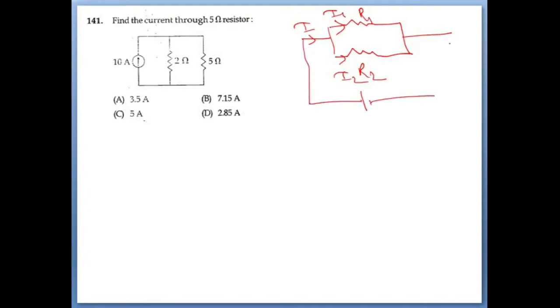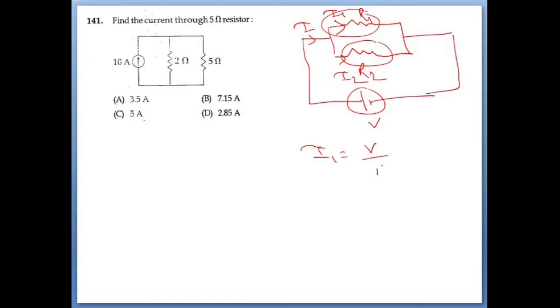If supply voltage is V. I had told you that in parallel combination this voltage will be same across this also, across this also. Here it is V, then across this also it is V, across this also it is V. In parallel combination V is same. So in first branch also supply voltage is V, second branch also supply voltage is V. What will be the I1?